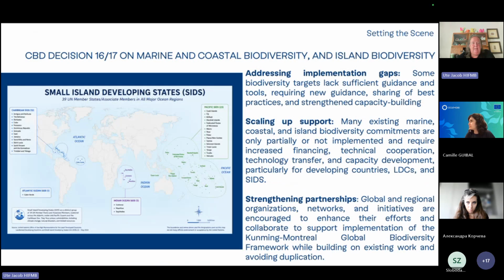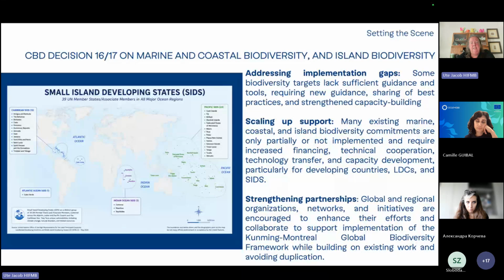When we look at the agenda item, there were 3 overarching goals to address implementation gaps. Some biodiversity targets lack sufficient guidance and tools, requiring new guidance, especially for marine biodiversity and sharing of best practices, and strengthening capacity building, then scaling up to support. Many existing marine, coastal, and island biodiversity commitments are only partially or not implemented and require increased financing, technical cooperation, technology transfer, and capacity development, particularly for developing countries.